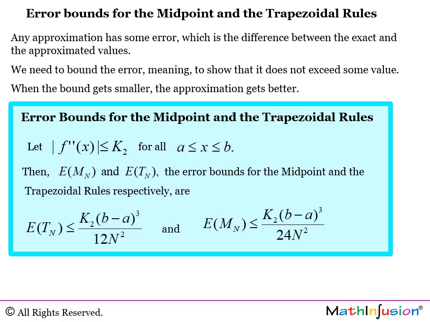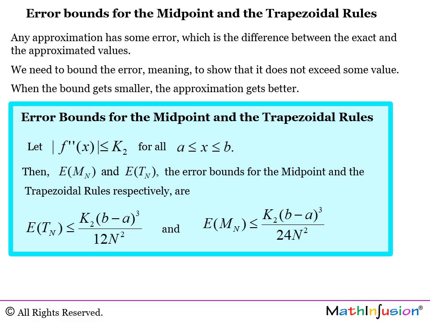Let the second derivative of the function in absolute value be less or equal than k sub 2 for all x's between a and b. Then E sub M n, which means the error bound for the midpoint with n subintervals, and E sub T n, which means the error bound for the trapezoidal rule with n subintervals, are given by the following.